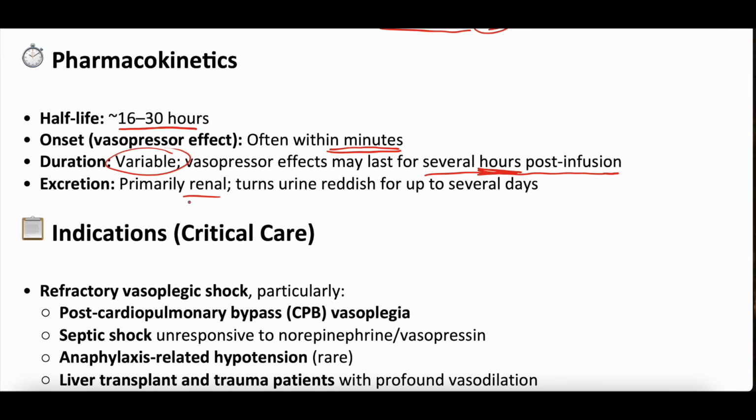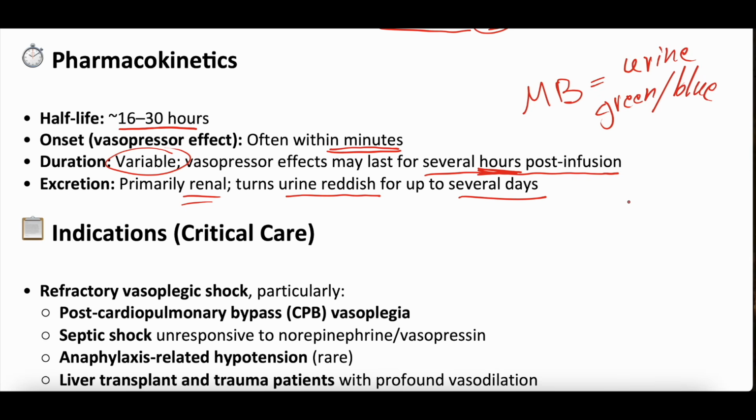The excretion is primarily renal, and this turns your urine reddish up to several days. This is in comparison to methylene blue, MB, which causes urine to be a kind of green-blue color. So hydroxocobalamin, urine turns reddish. Methylene blue, urine turns green-bluish.